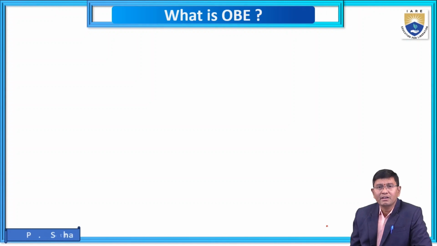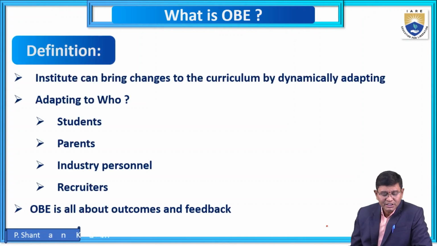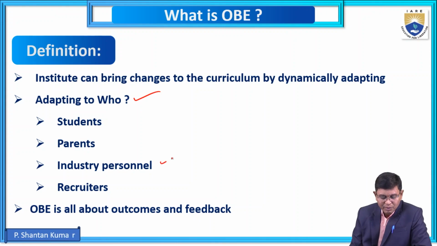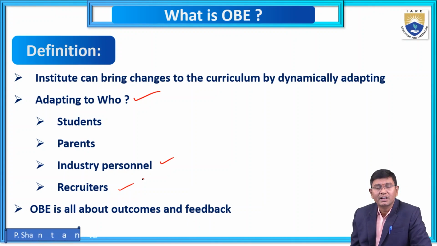And actually what is the meaning of OBE? The OBE definition according to the institution can bring changes to the curriculum by dynamically adapting, and that adapting is by the students, parents, industry personnel, and recruiters. And OBE is all about the outcomes and also the feedback.